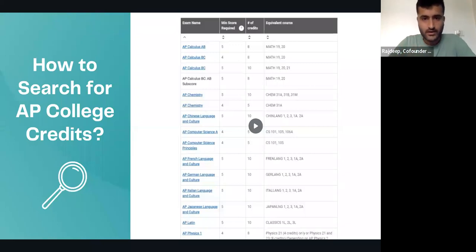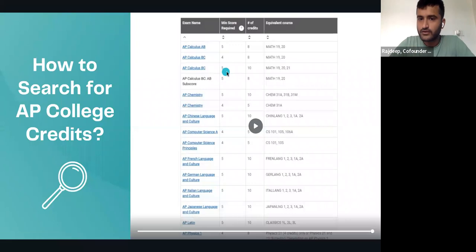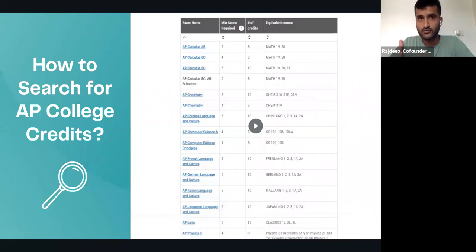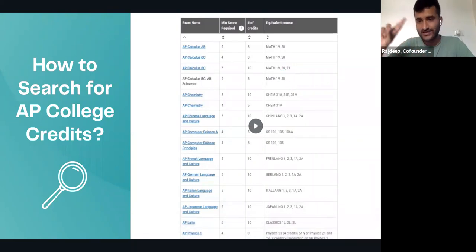Now, if you look at it, here you have AP Calculus BC. If you get a 5 on 5, you get a total of 10 credits straight, right? That's almost about saving 15K dollars straight. And if the child gets 5 on 5, you can actually skip maths 19, maths 20, and maths 21 in college, and the child can straight away take the next level of math.